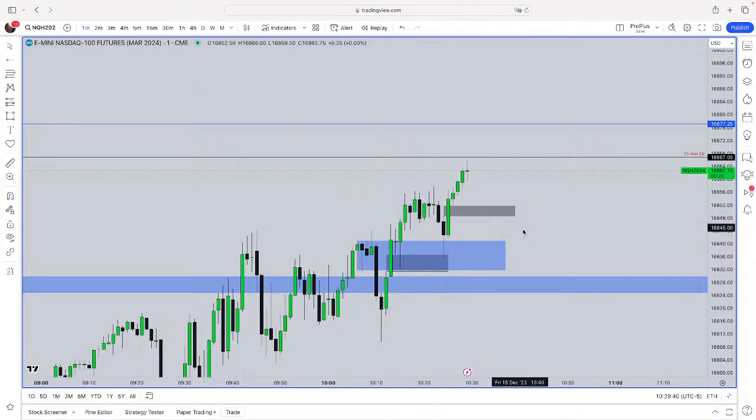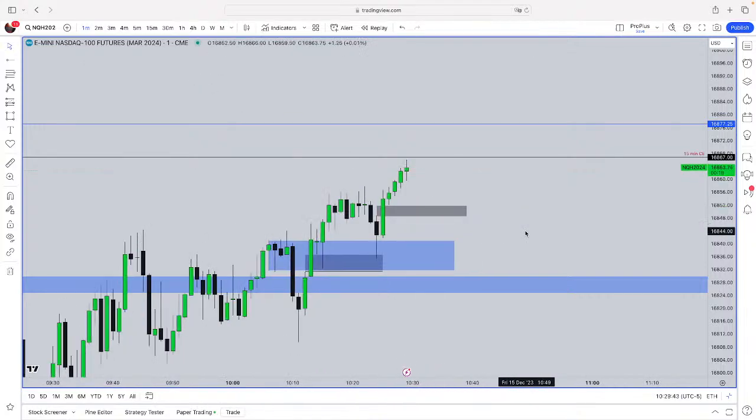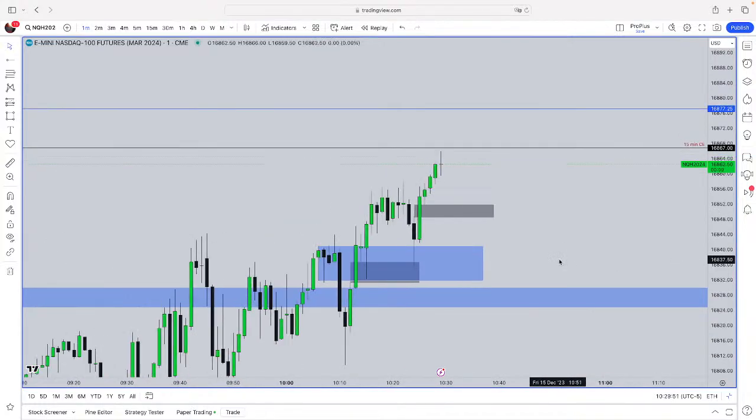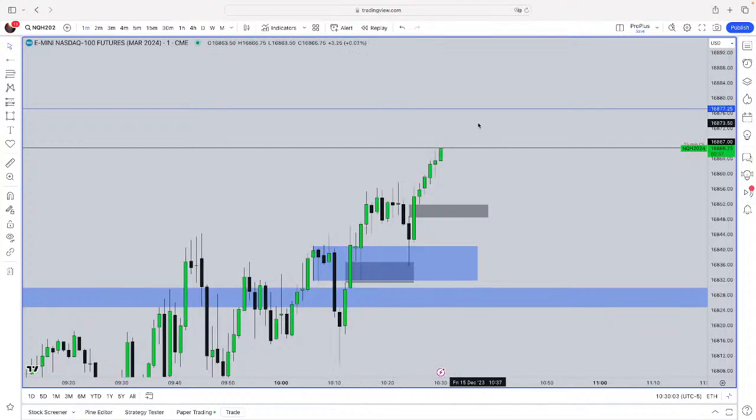I'm going to delete that now. So it's nearly at the consequent encroachment. I would take profits here, some sort of profits, only because it is very choppy and it's Friday. So yeah, consequent encroachment has been hit. Let's see how it reacts.